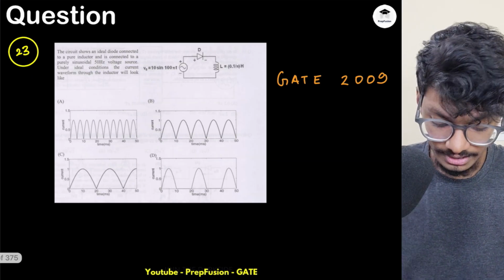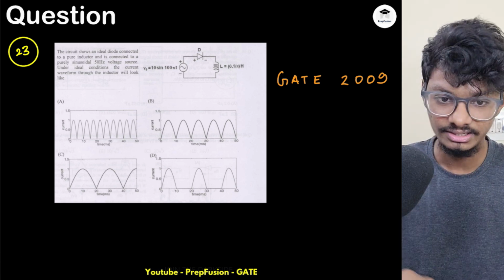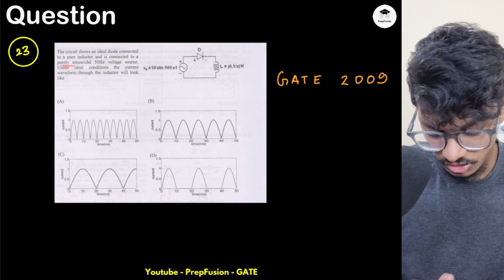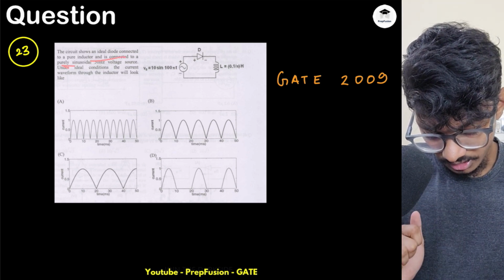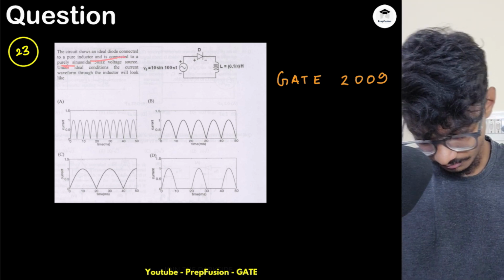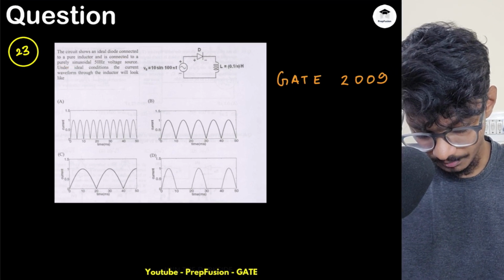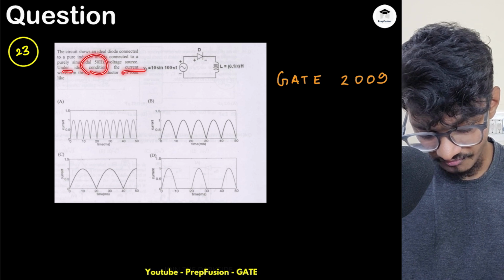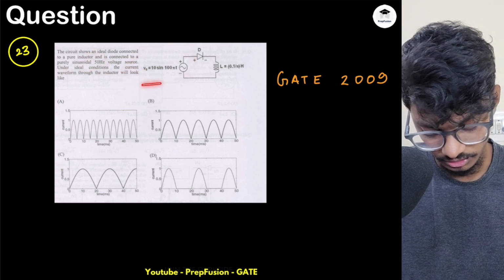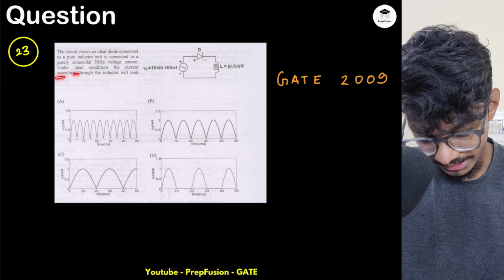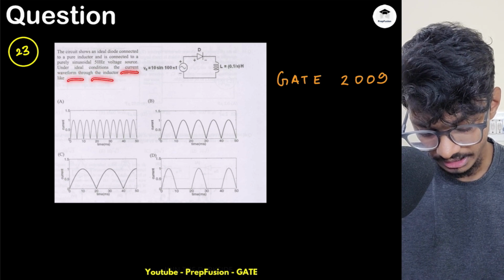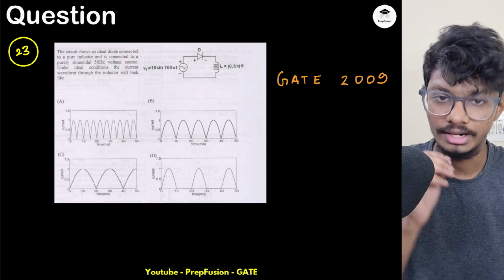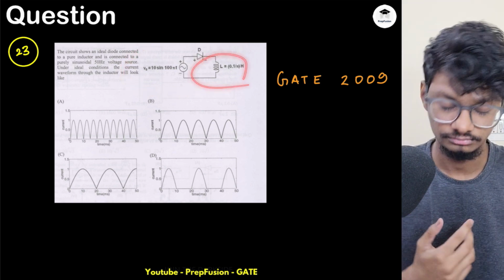Now let's come to the next question. I think I've taken this question in chapter 1, or I don't remember. The circuit shows an ideal diode connected to a pure inductor and a purely sinusoidal 50 Hz voltage source. Under ideal conditions, what will the current waveform through the inductor look like?